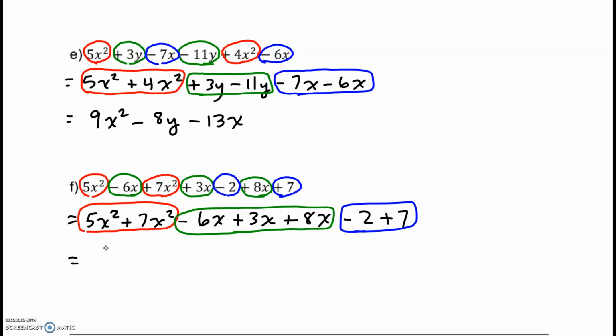Let's start with my reds. 5 plus 7 is 12x squared. Negative 6, remember that subtract becomes the sign for 6. So negative 6 plus 3 plus 8. Negative 6 plus 3 is negative 3, plus 8 is a positive 5x. And then again, don't think of this as 2 plus 7. It's negative 2 plus 7, which gives me a positive 5. And there we have it.